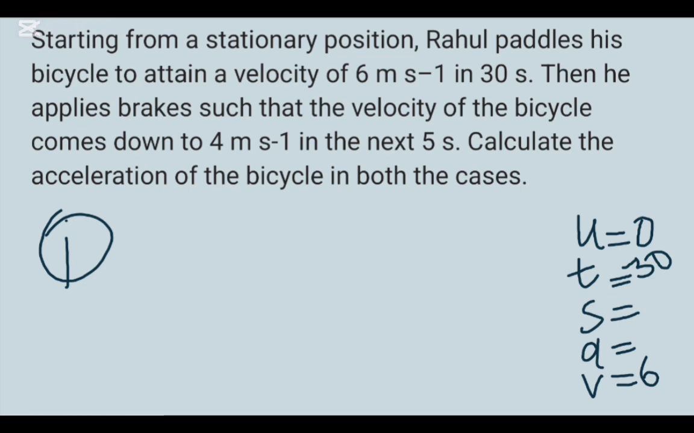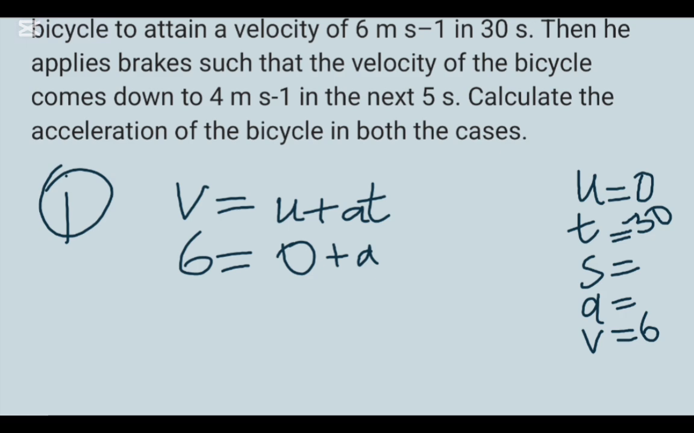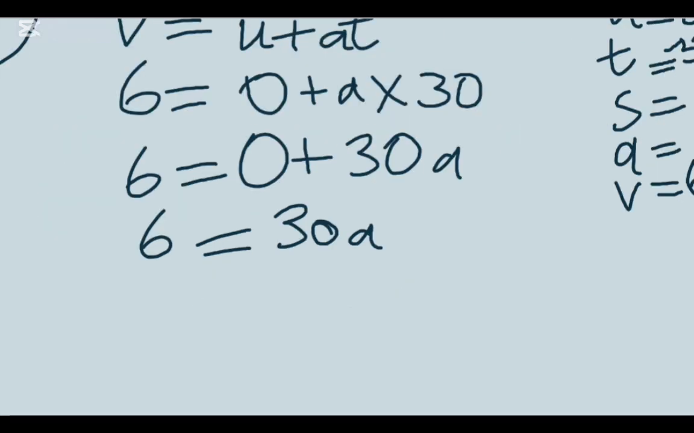It's given here to attain a velocity, which means the final velocity is 6. Now we are going to use the formula, which is going to be V equals U plus AT. Now we are going to substitute the values. V equals to 6, U equals to 0, A is not given, which is what we have to find out. So we are just going to leave it as A into time is 30. Now 6 equals to 0 plus 30A. Now A equals to 6 by 30.